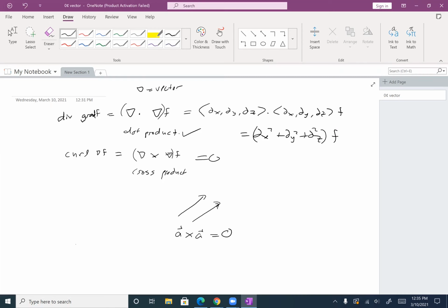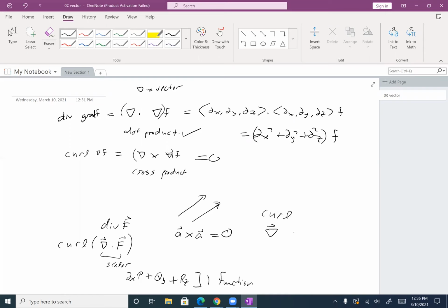And the next one is curl divergence of f. Now this one we have a problem, because the divergence is actually a scalar, right? Because this is px, qy, rz. So this is just one function. And the curl, remember, is a cross product. So effectively we're taking the cross product of a single function. And so this does not make sense.